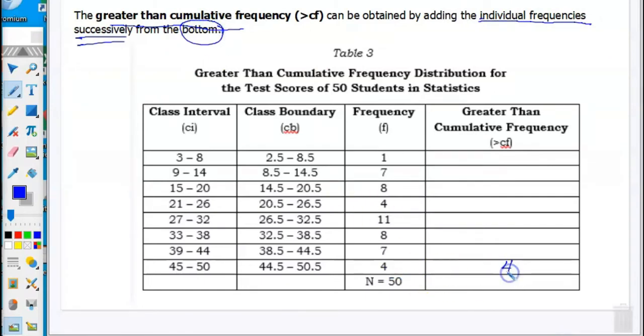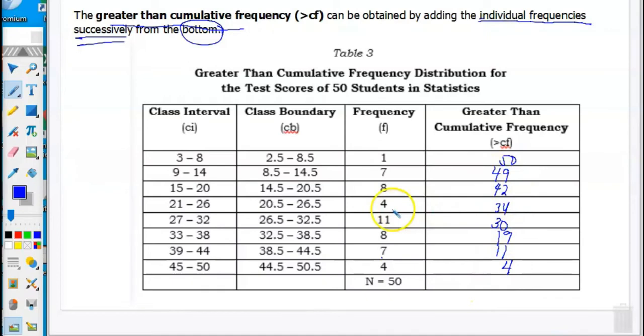We have 4. 4 plus 7. So we add each frequency successively. 4 plus 7, that would be 11. 11 plus 8, that would be 19. 19 plus 11, that would be 30. 30 plus 4 is 34. 34 plus 8 would be 42. 42 plus 7 would be 49. And 49 plus 1 would be 50.